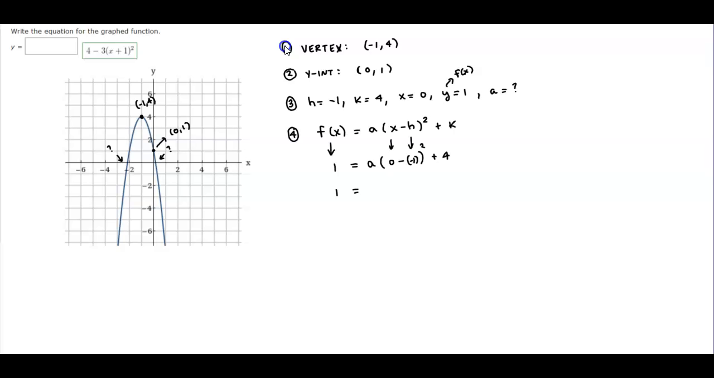So if we take 0 and then subtract the -1, that is 1. 1 squared is 1, so we're left with a, and then that's plus 4. Okay, now if we subtract 4 from both sides, then a is going to equal -3.